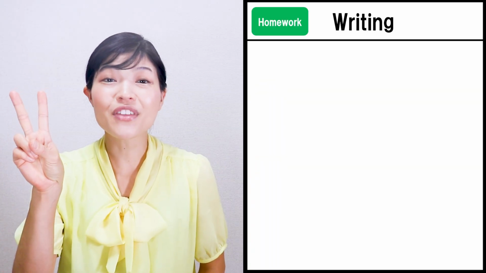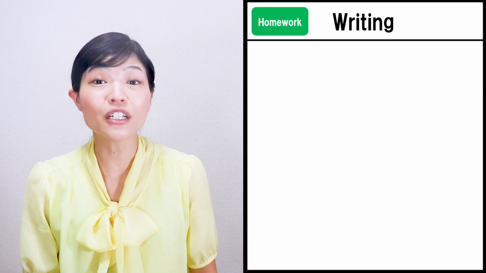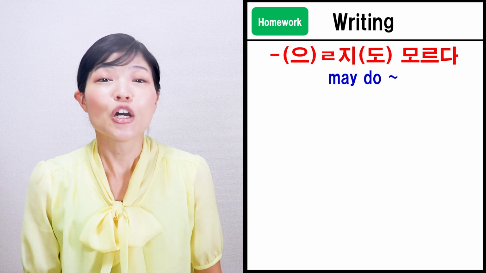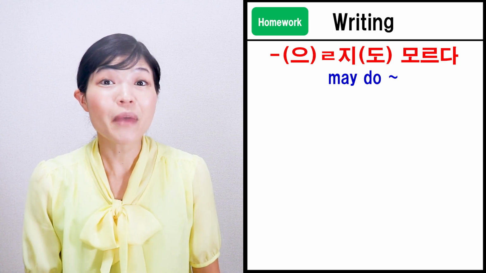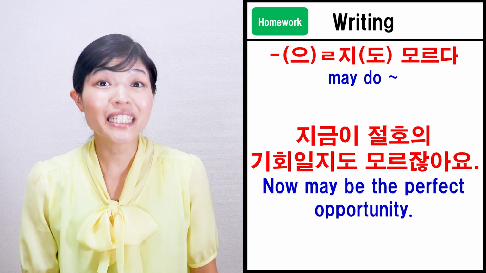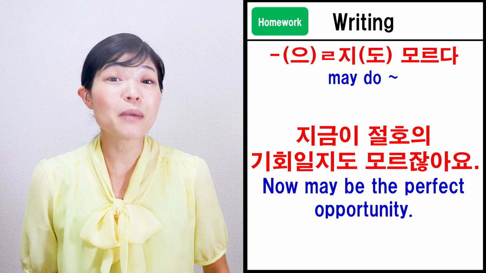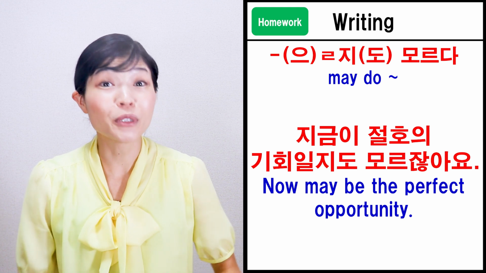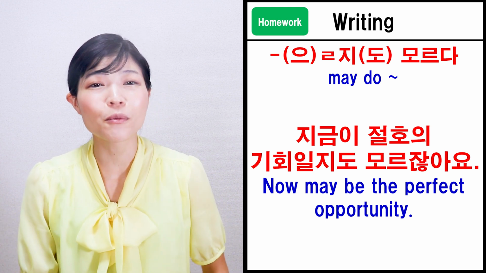There are 2 parts of the homework. The first one is to make 3 sentences using the grammatical rules that you learned today. For the first sentence, please use 리을지도 모르다, may do, to make a sentence of conjecture. For example, 지금이 절호의 기회일지도 모르잖아요. Now may be the perfect opportunity. You never know when it is your opportunity or not. I hope that you are prepared for every opportunity.